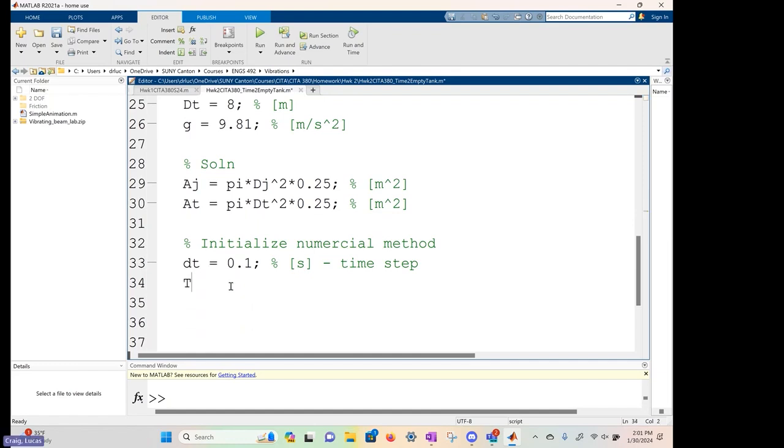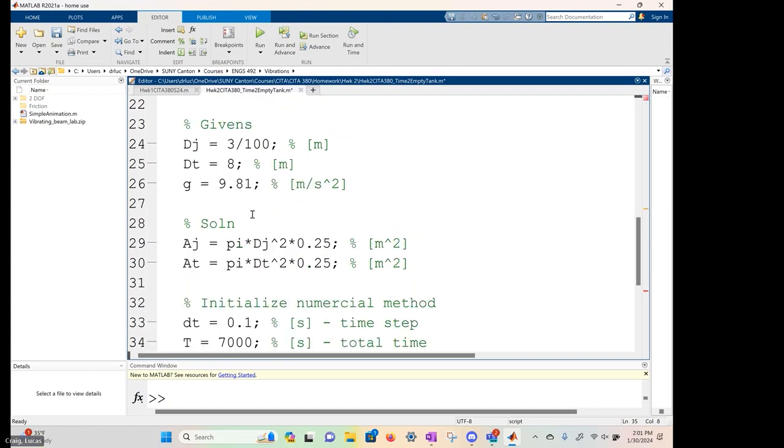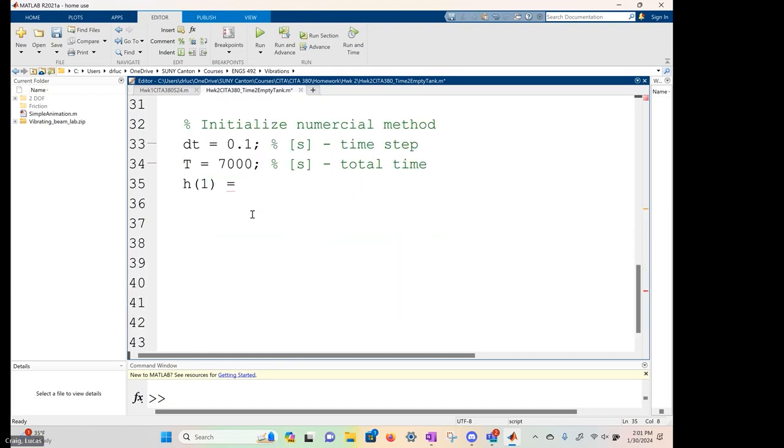Okay, I'm going to put some of these in. We'll talk about it. Yep. Diameter of the jet.